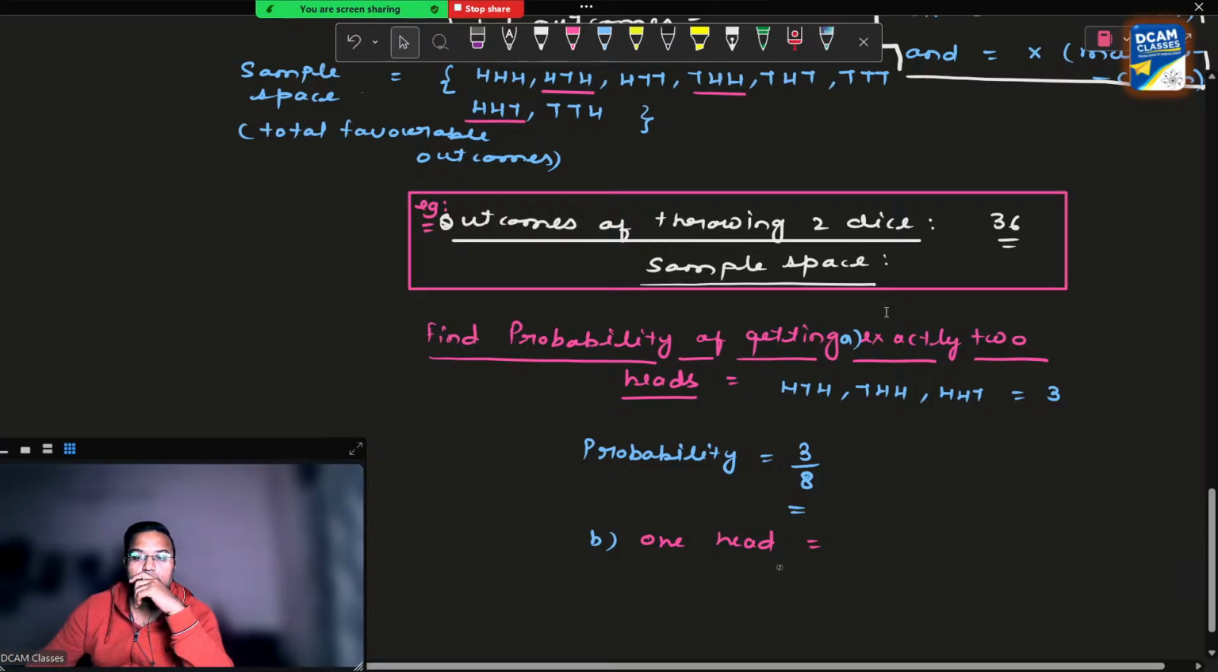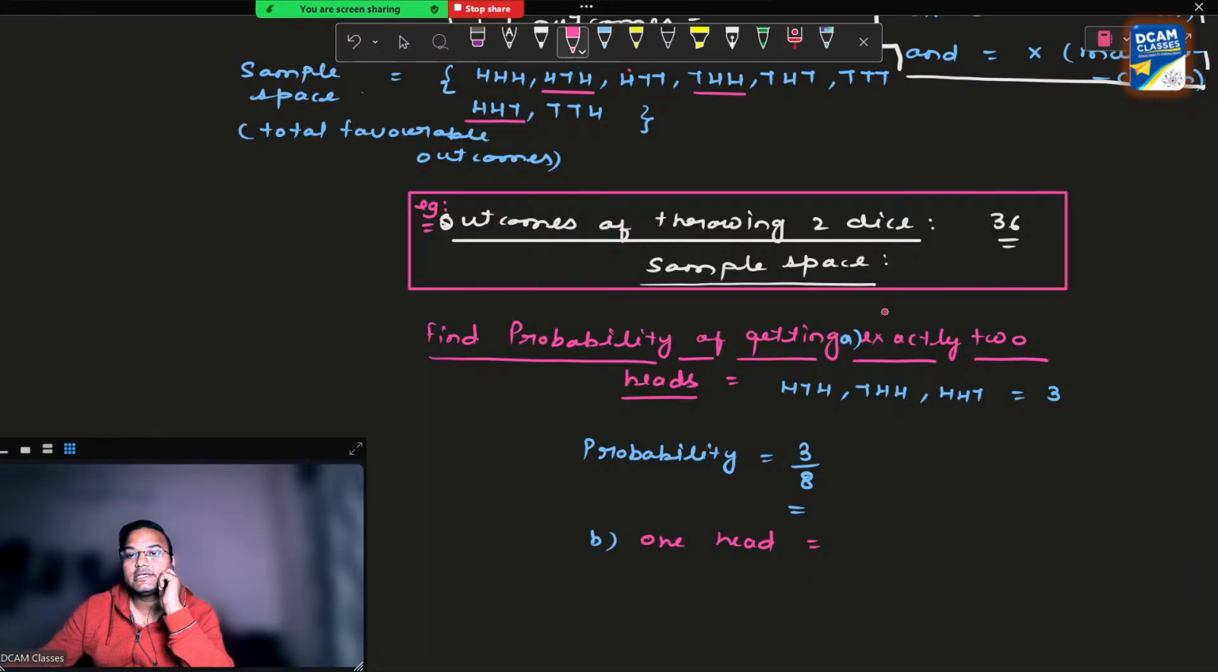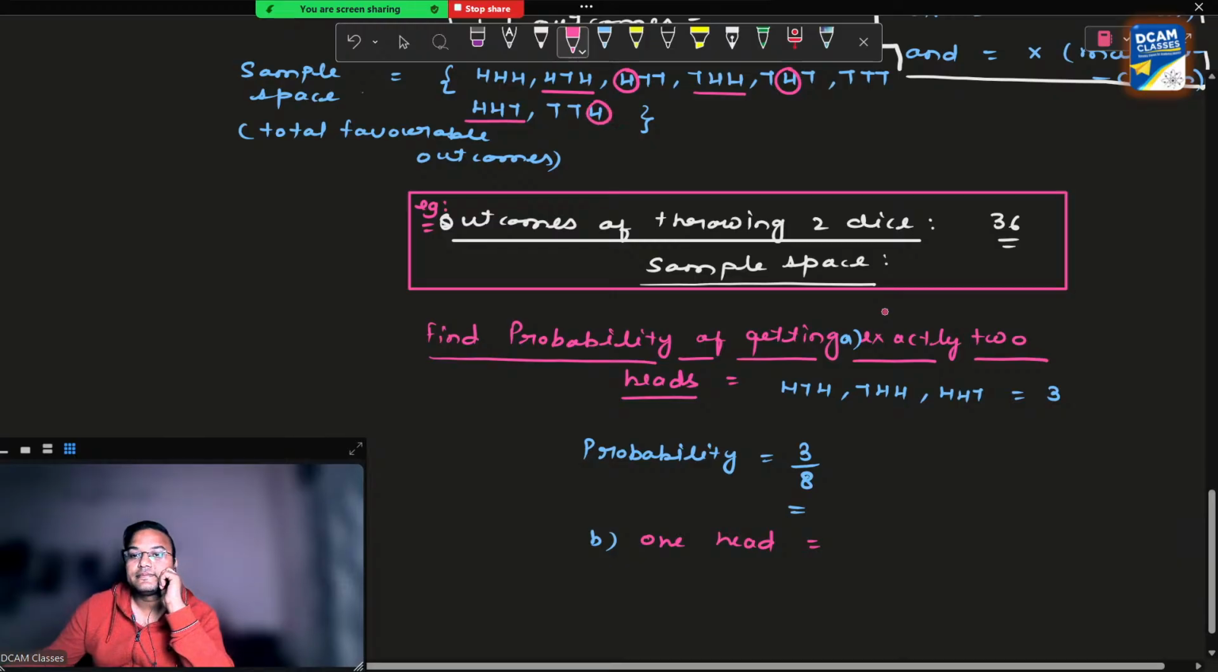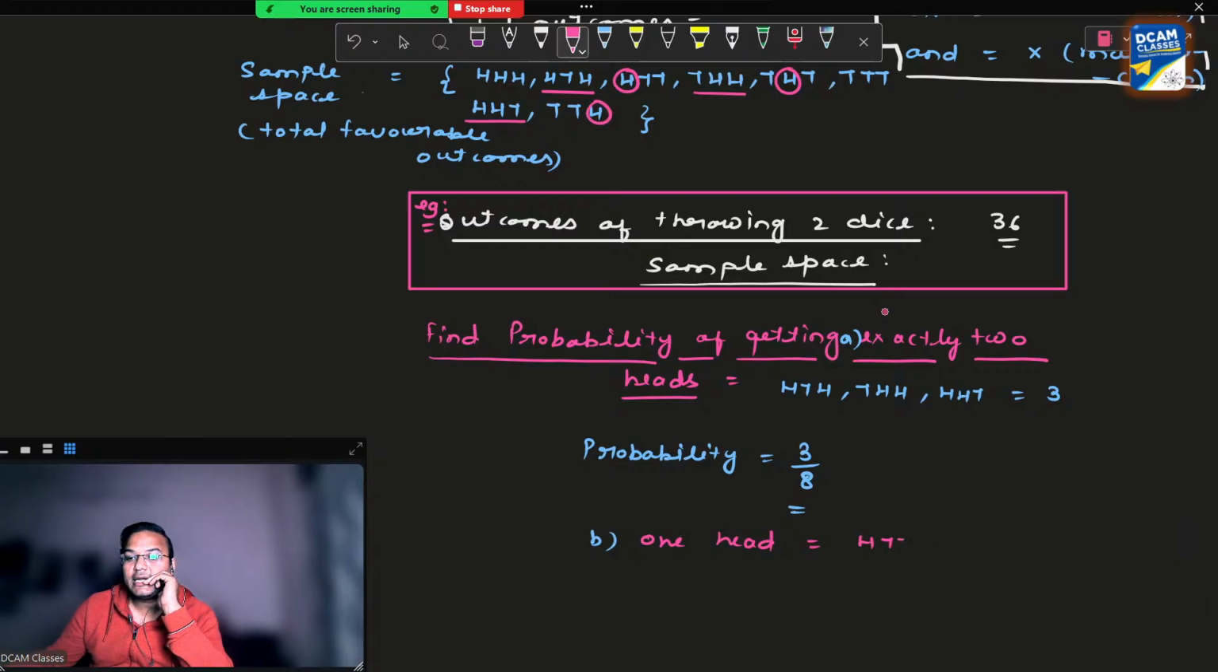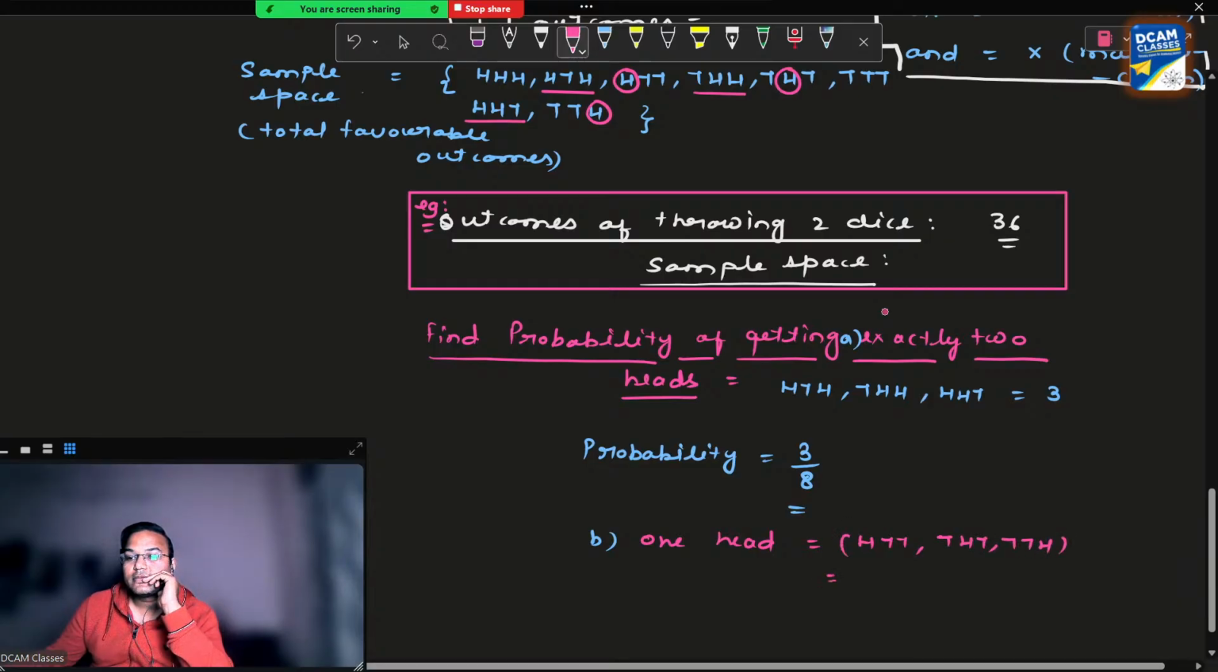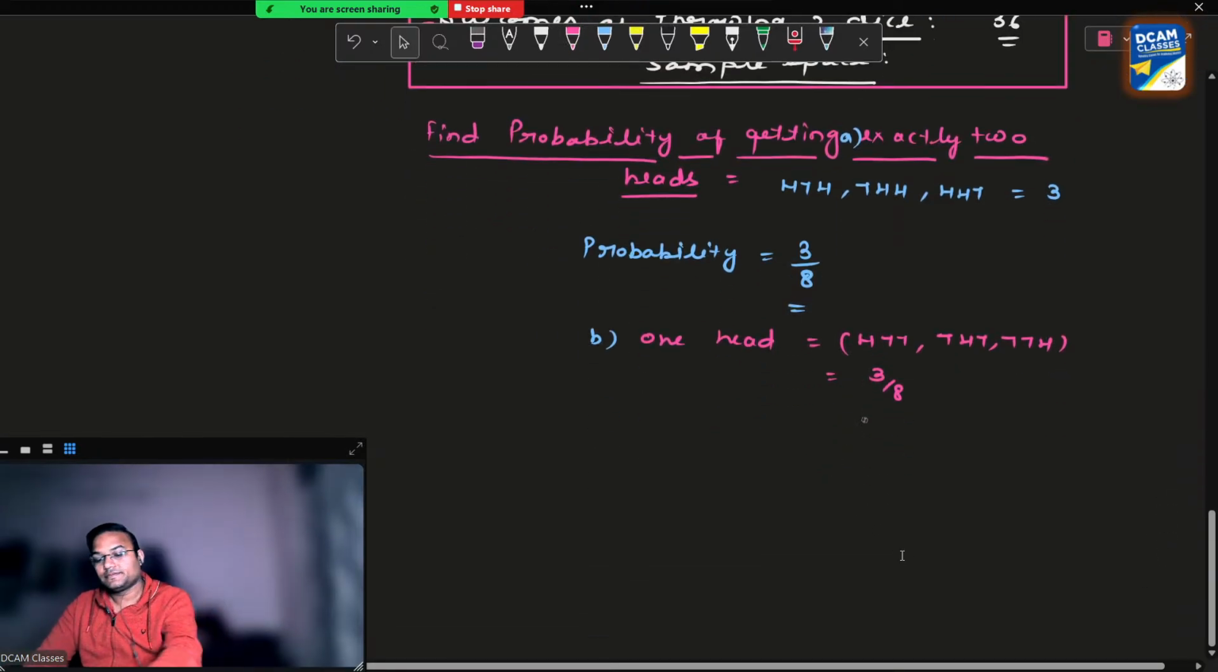Then 3 by 8. The cases will be head, head, tail; head, tail, head; and tail, head, head. So 3 by 8, correct? Now comes one more thing.